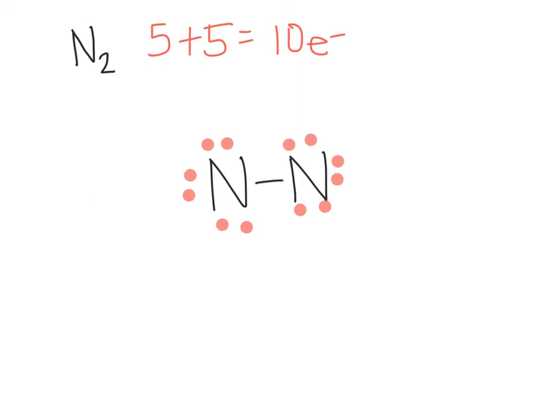But now I'm going to add up the total. So we're going to add up the total that we used. Let's count how many that is. 2, 4, 6, 8, 10, 12, 14. We're only supposed to use 10. Okay, so that means we used too many. So now we try a double bond.